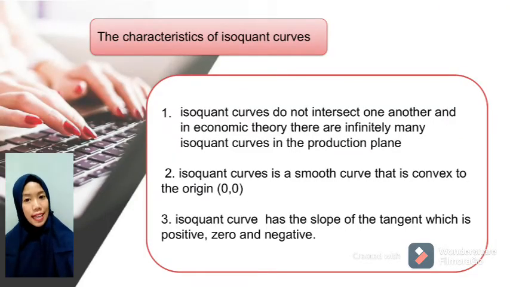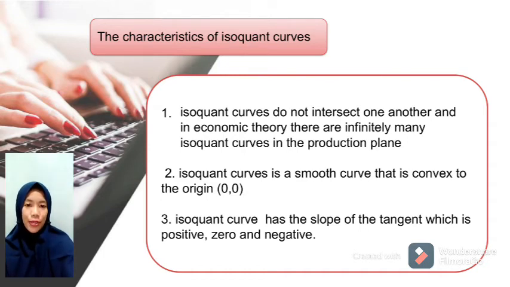Okay, the next material is the characteristics of the isoquant curve. First, isoquant curves do not intersect one another, and in economic theory there are infinitely many isoquant curves in the production plane. Second, an isoquant curve is a smooth curve that is convex to the origin (0,0). And last, an isoquant curve has a tangent slope which is negative.